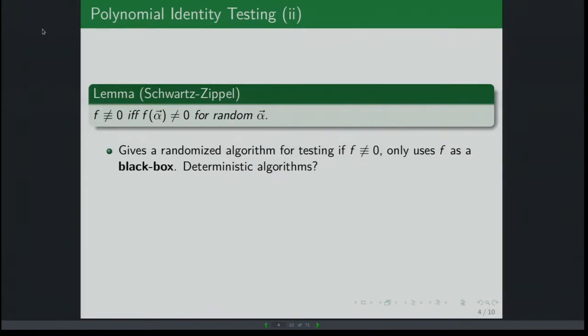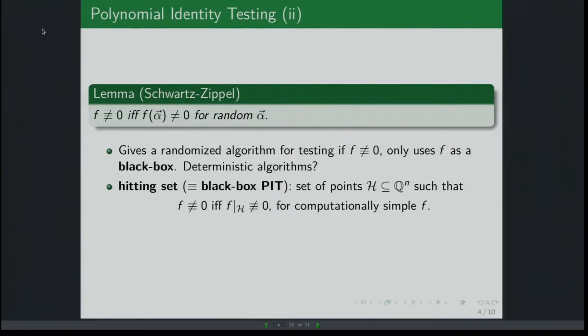And in this case, the equivalent notion here is something called a hitting set, which is, as I said, equivalent to black box PIT. A hitting set is a set of tuples. It'll be a set of input points, sort of curly h, and has a property that for any small formula, so any computationally simple f, that polynomial will be 0, or correspondingly non-zero, if and only if it's non-zero on the evaluation points. So the runtime of your algorithm is really corresponding to the number of evaluation points in your hitting set. So you want a small set.